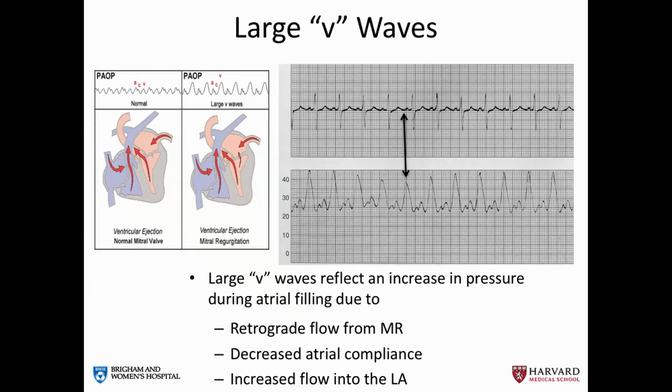Certainly retrograde flow from the mitral regurg itself. It could also reflect decreased atrial compliance and just a stiff wall. But generally, it's thought to reflect increased flow into the right atrium for whatever reason, and it's our job as the clinician to figure out what that reason is.